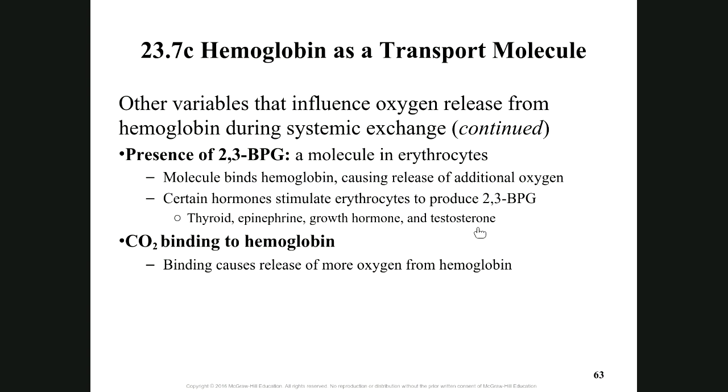The other one is the amount of carbon dioxide. When we have more carbon dioxide in our blood, it binds to the hemoglobin. It makes some changes in our hemoglobin. So separation of oxygen and hemoglobin becomes more.